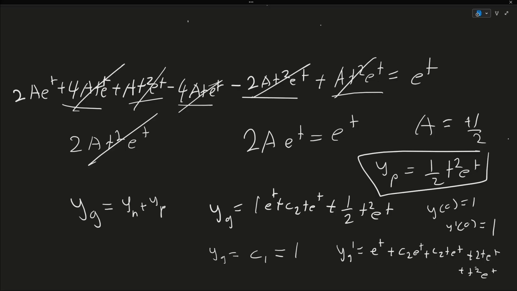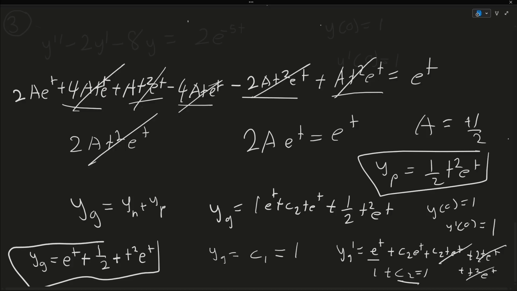And now if we plug in 0, we will cancel these terms. This will be 1 plus c2 equals 1. This means c2 is 0. So c1 is 1 and c2 is 0. So our solution for this differential equation will be y general equals e to the t plus 1/2 t squared e to the t.